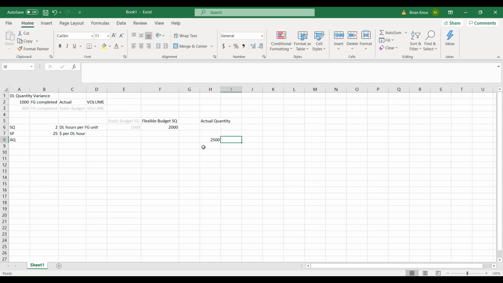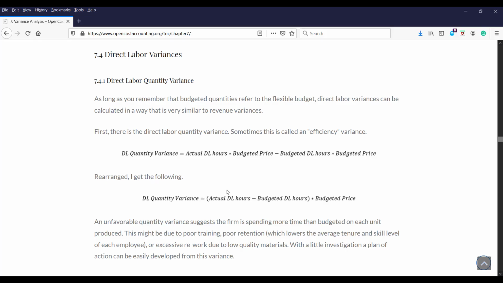how do I want to organize this? I'll get the big numbers in a minute. Multiply that out in a minute. So right now, let's just algebraically say, we need actual first. AQ minus SQ all times SP, standard price. That's what the equation says right here. Actual quantity minus standard quantity times that difference times the standard price.